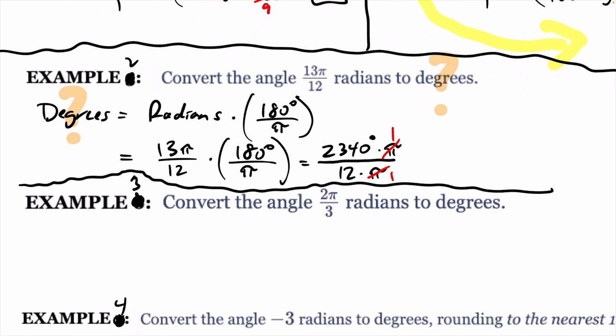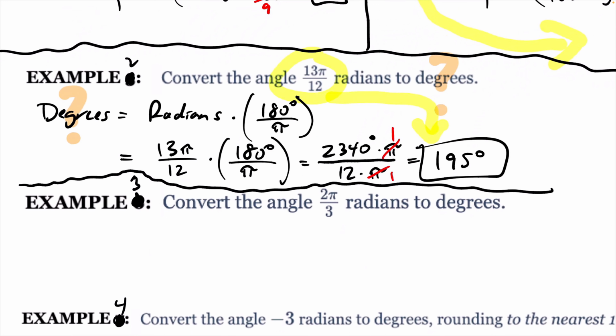Now I still have degrees. So what's 2,340 divided by 12? Should be a whole number. Is it 195? 195, yeah. So now 195 degrees, which is a little more than a half rotation, is the same as 13 pi over 12.